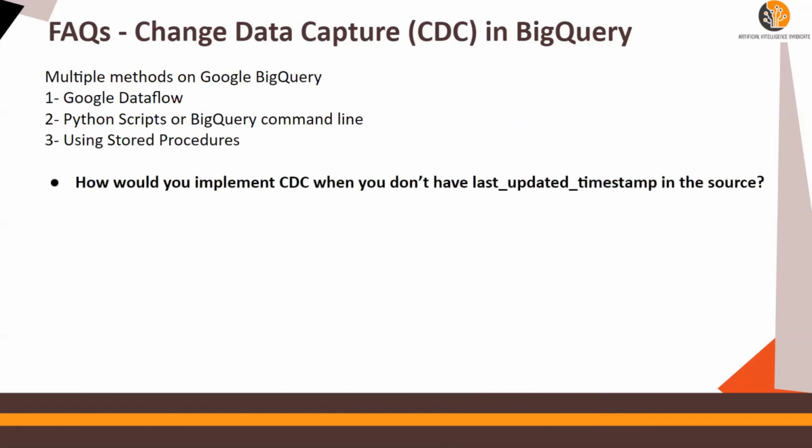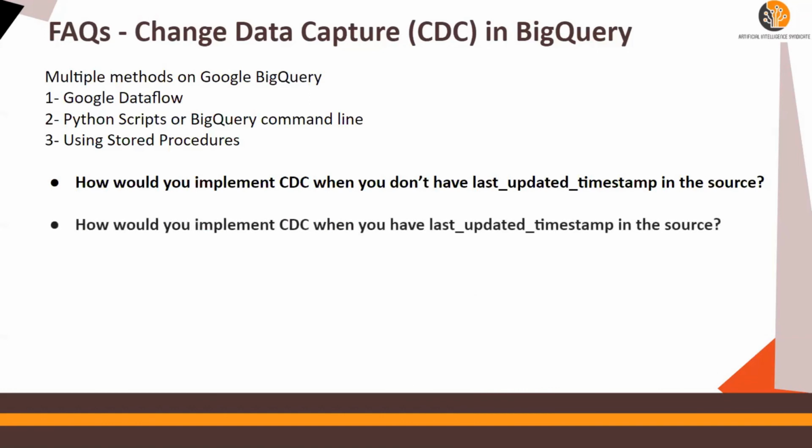Now, FAQs. How would you implement CDC when you don't have a last updated timestamp in the source? This is the example. In this example, in our source system, we did not have any last updated timestamp or any kind of timestamp. Therefore, we have to take the entire data set and match it with the entire target table. It could be huge, but if you do not have a way to identify the changes, you have to do that.